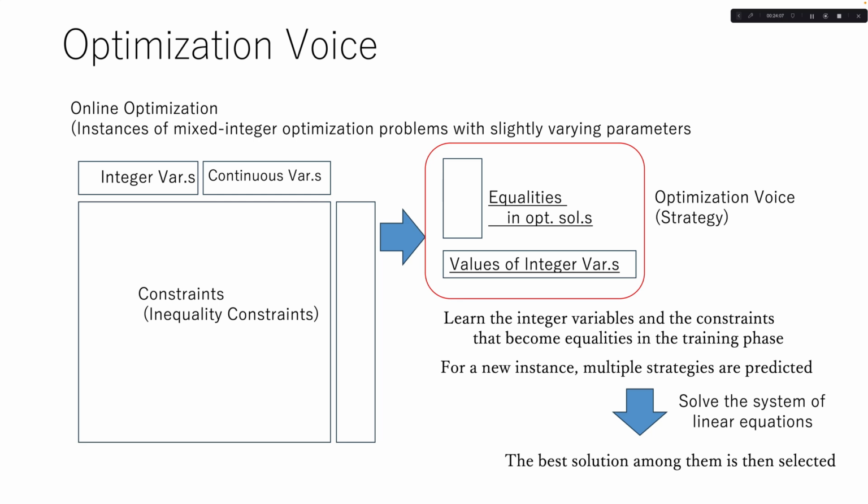When a new problem instance is presented, multiple strategies are predicted using the trained neural network, and several approximate solutions are derived by solving the system of linear equations. The best solution among them is then selected, allowing for a fast approximation of a good solution.